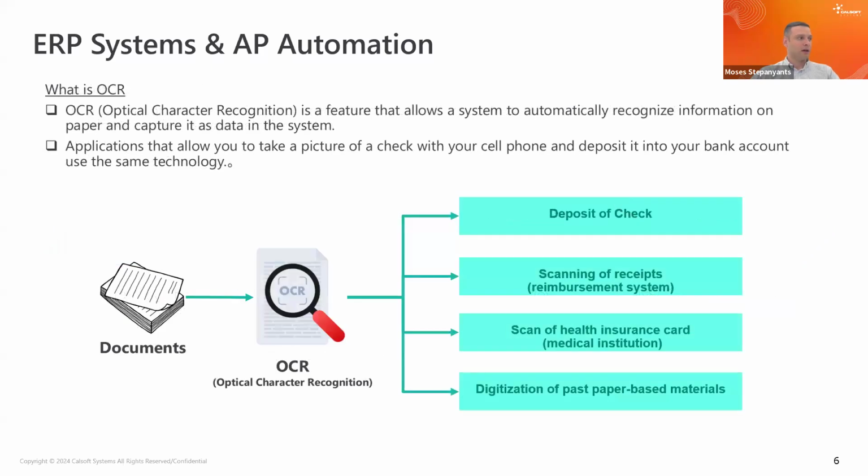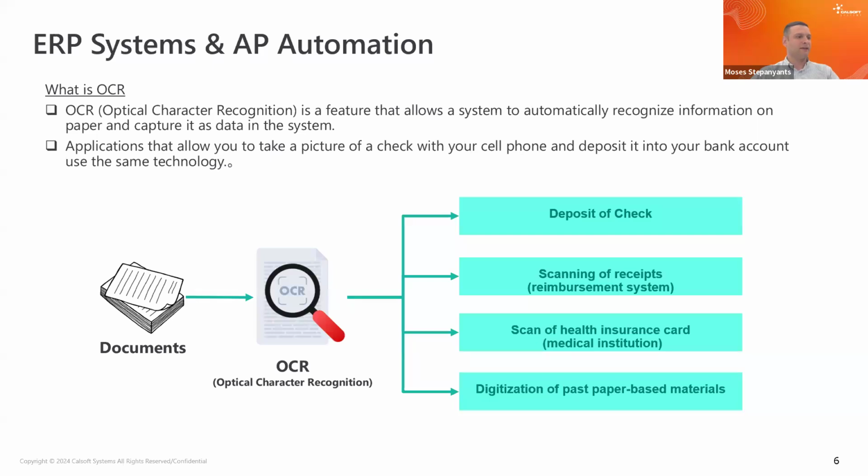So let's continue. Before we dive into what exactly OCR means, as I explained in the last slide, to give you a better understanding, it stands for optical character recognition. It is a feature that allows a system to automatically recognize information on a document or a file. Basically, like a piece of paper that gets scanned in, or a PDF document that gets emailed to you, OCR can physically pick up and read the characters found on the document itself, which I'll be showing you guys today in this demo.